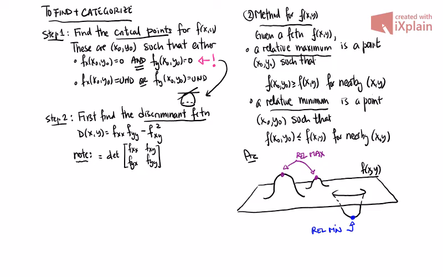So then what you do is the following. You take each of your critical points. For each critical point, x0, y0, you plug it in.